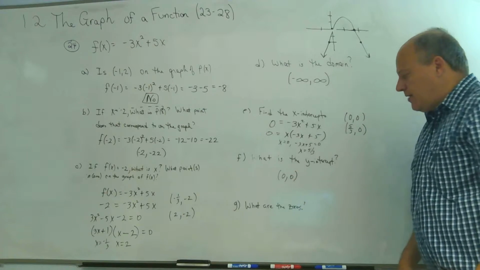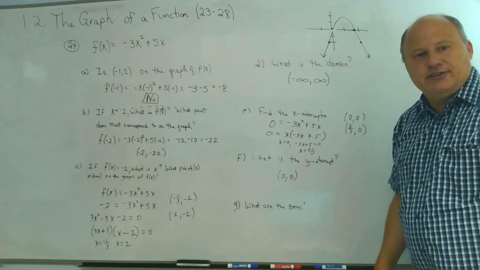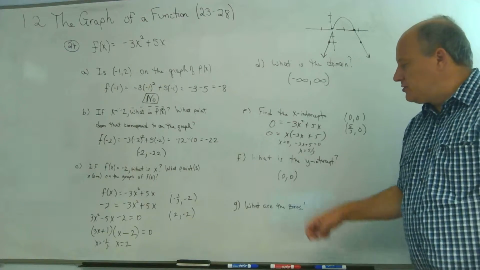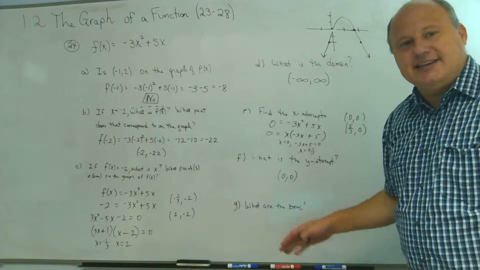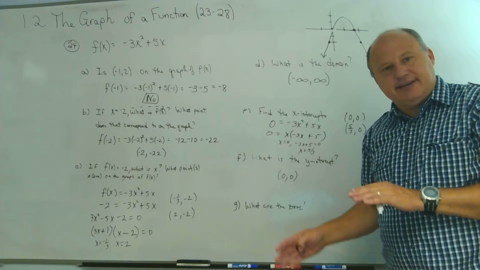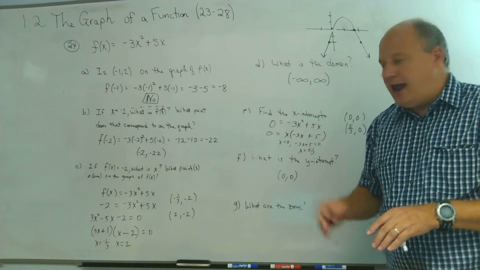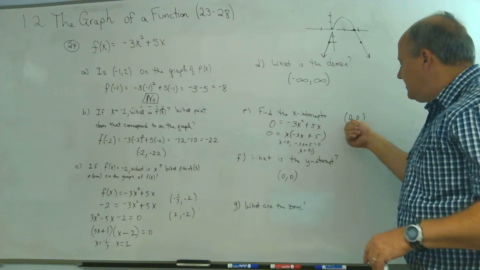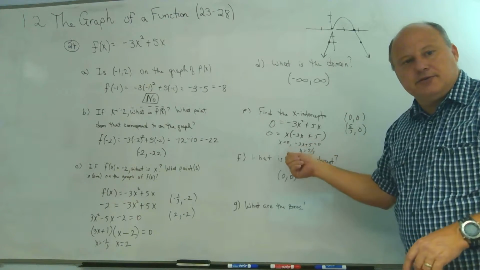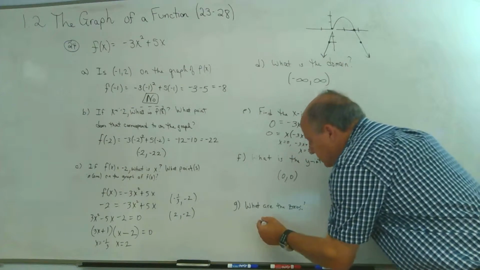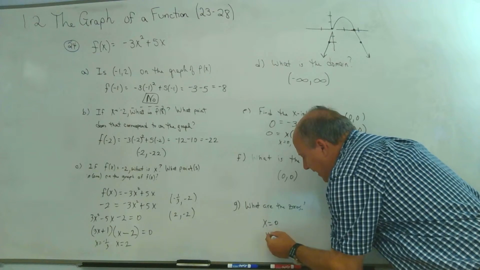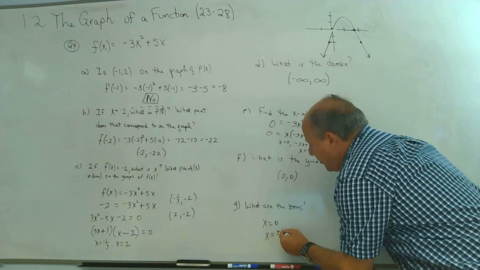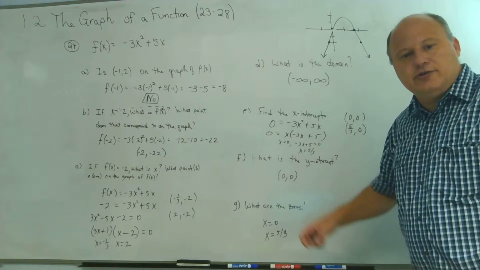Now, G, you're like, okay, what are the zeros? Oh, great, another question. But this is easy because you remember what I said at the very first one? I said the zeros are the x-intercepts as long as they're real. And when you solve this in part E and you set that equals 0, 0 and 5/3 are real numbers. So the zeros are x equals 0 and x equals 5/3. So those are the zeros.